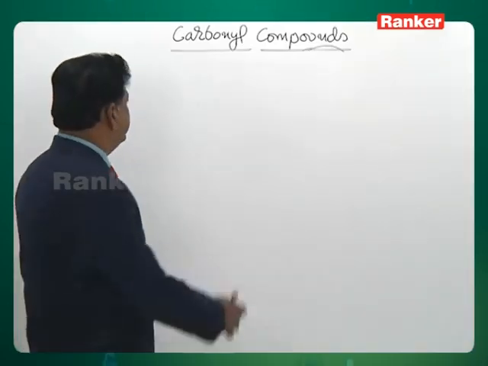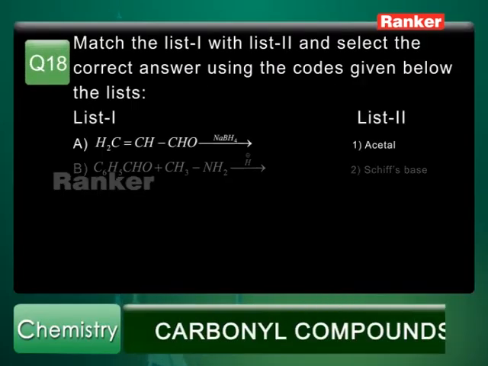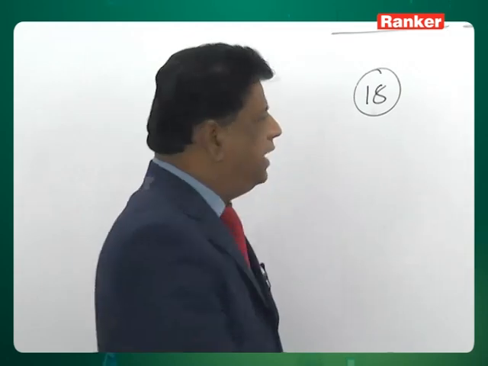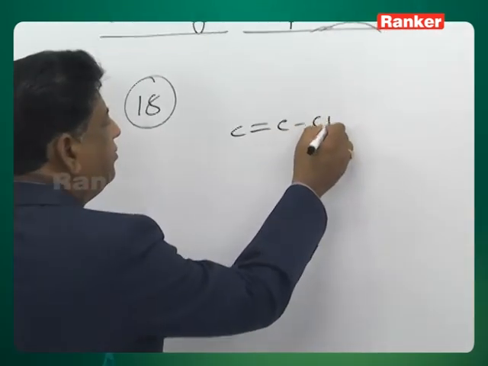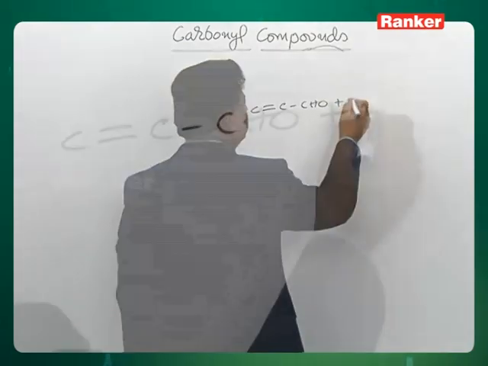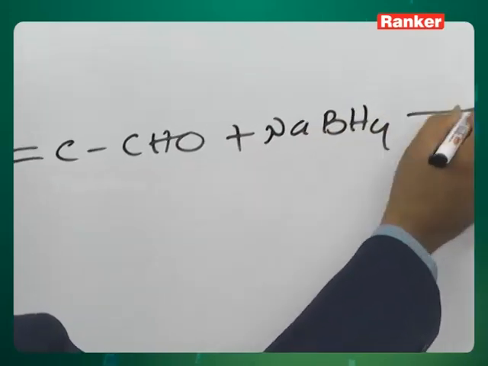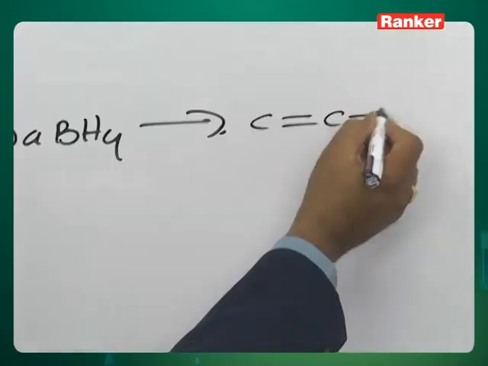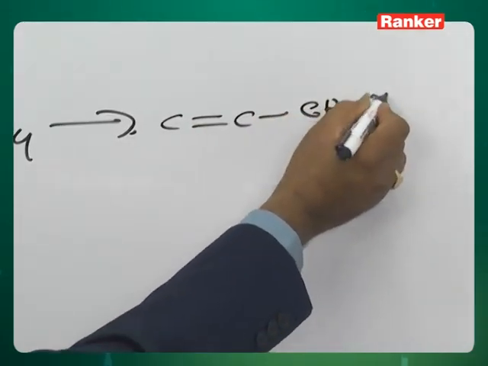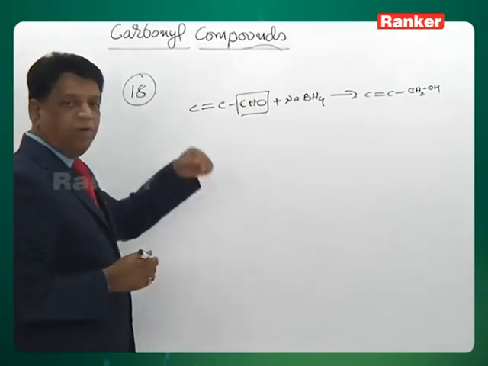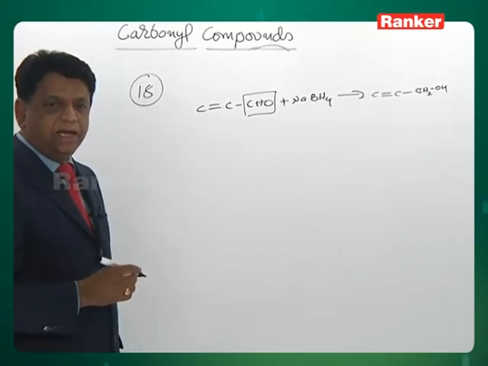Let's go for question 18. The question is, match list 1 with list 2 and select the correct answer using the codes given below. List 1 contains an ene with the aldehyde, which is reacting with sodium borohydride. Sodium borohydride reduces the aldehyde selectively, protecting the ene. So you will get a CH2OH. We will search for that answer, that is unsaturated alcohol. For A, 3 is the right answer.